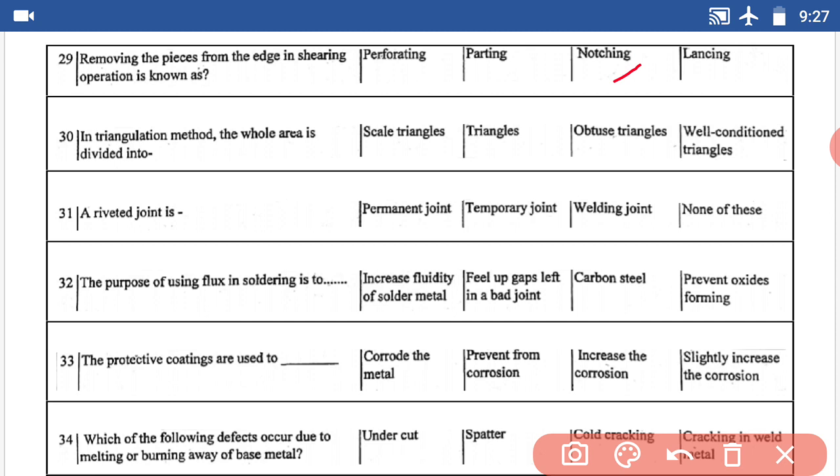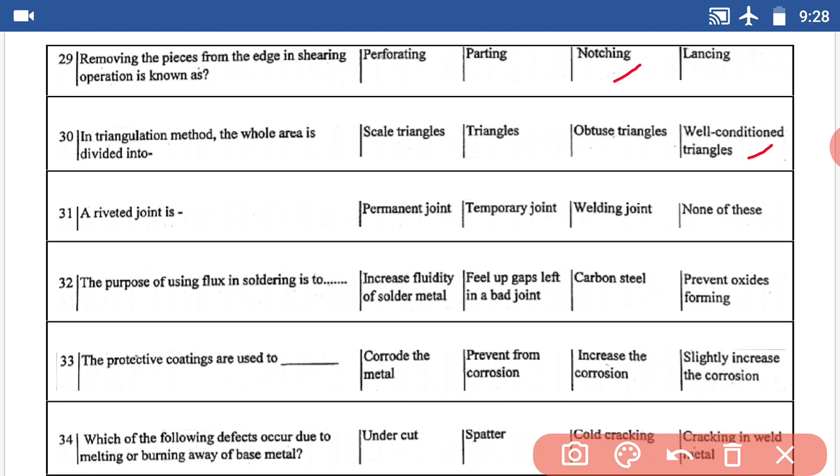Question number 30. In the triangulation method, the whole area is divided into dash. This question's answer is option D, the correct answer: well-conditioned triangles. D is the correct answer.